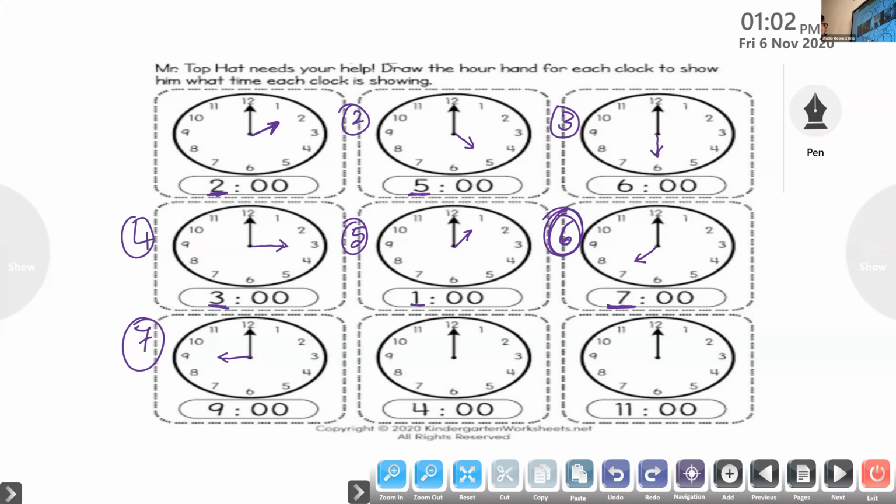Bhagat? Next one, question number 8. What is the time given, Bhagat? 4. So where should be the short hand? 4. The short hand should be at 4. The long hand is already given at 12. Good.